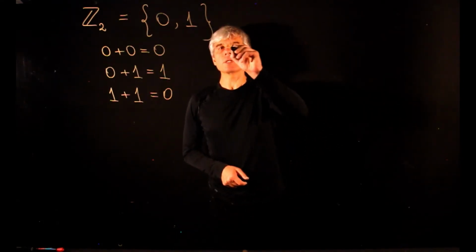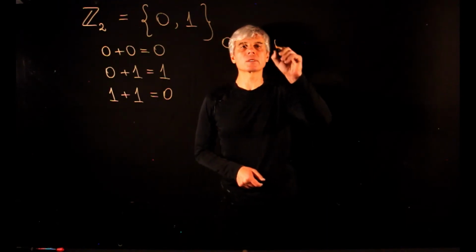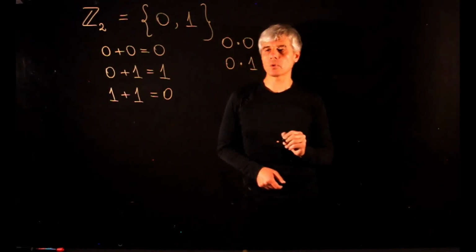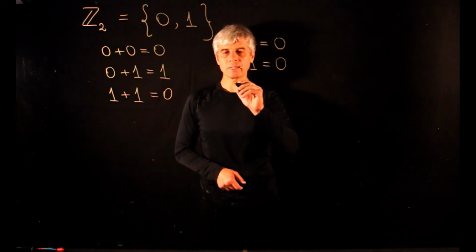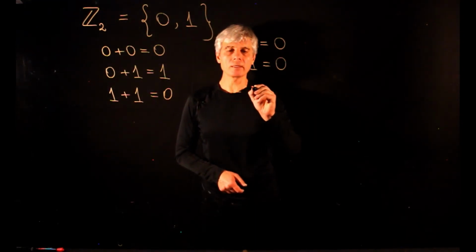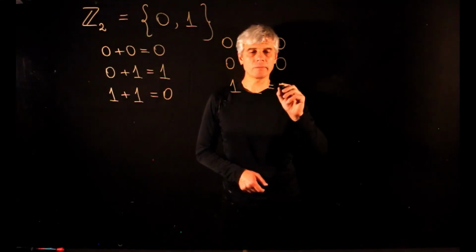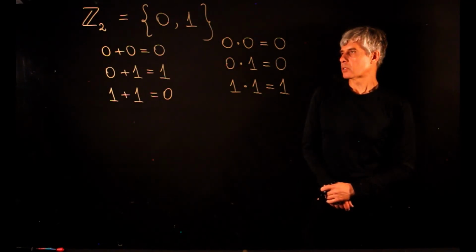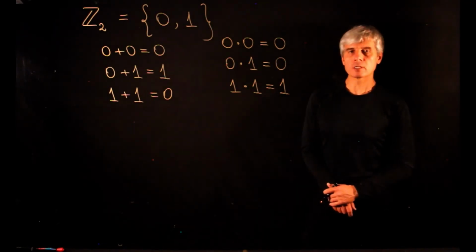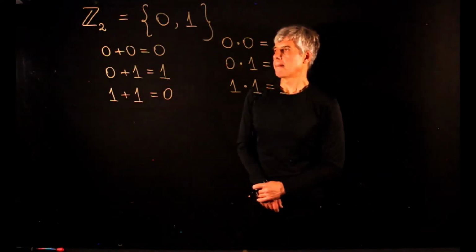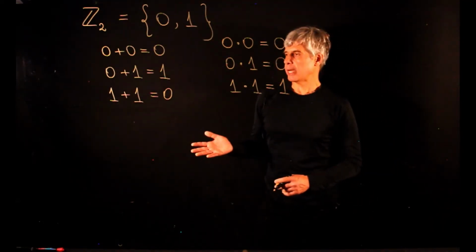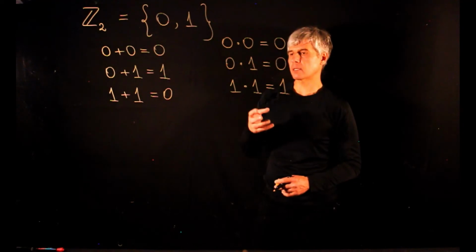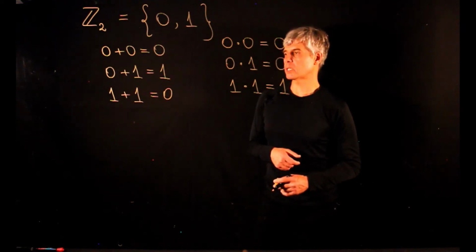Now, let's talk about multiplication. So 0 times 0 is equal to 0. 0 times 1 must also be 0 using our previous exercise. And 1 times 1 must be equal to 1. Right? Now, I claim that with these operations, we will construct a field. Now, remember that a field also has unary operations of negation, or taking the opposite, and taking inverses of non-zero elements.